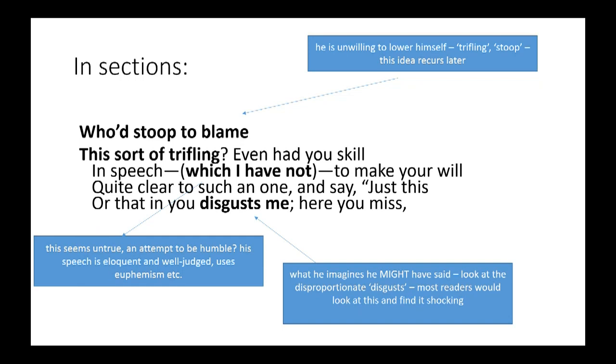Then he says again directly to the messenger, even had you skill in speech, which I have not. Well, that seems untrue. This is a man who's already demonstrated in the first two thirds of the poem that he has really good skill in speech. Is it humble? Is he trying to be humble? Is he trying to butter him up? What is it that he's trying to do here?